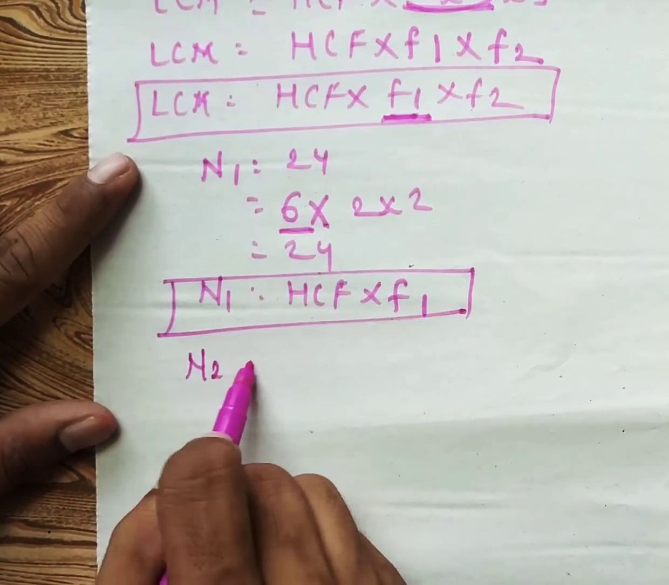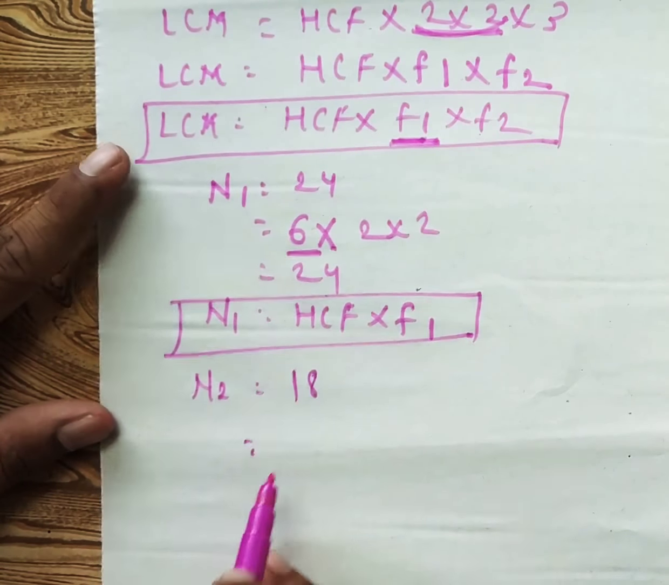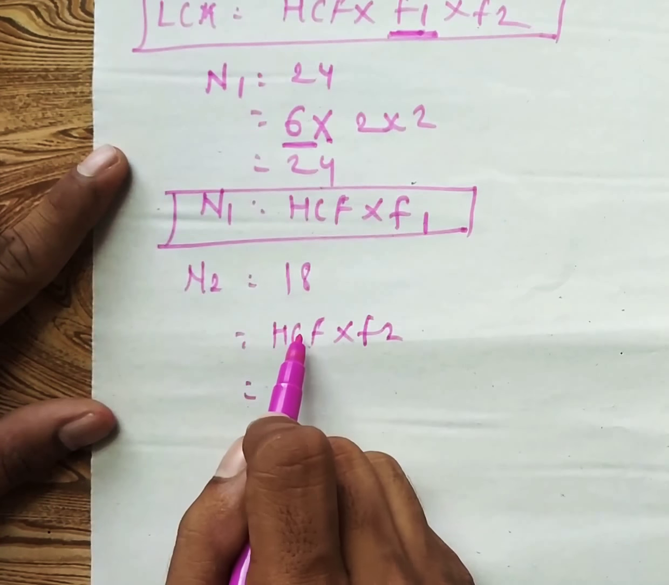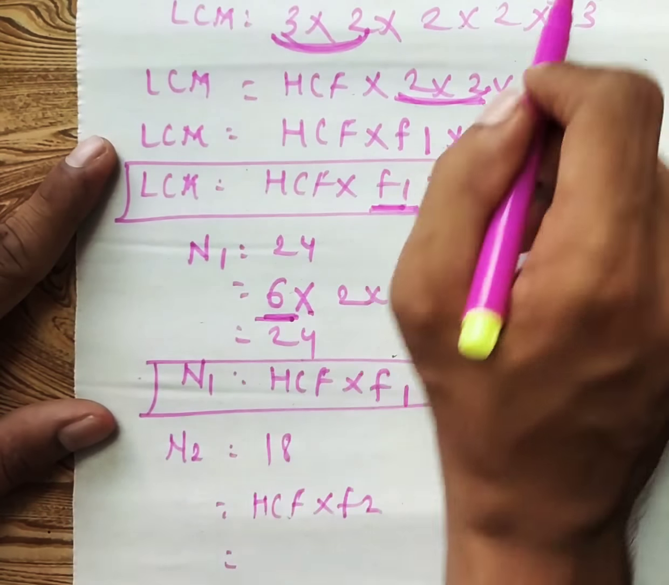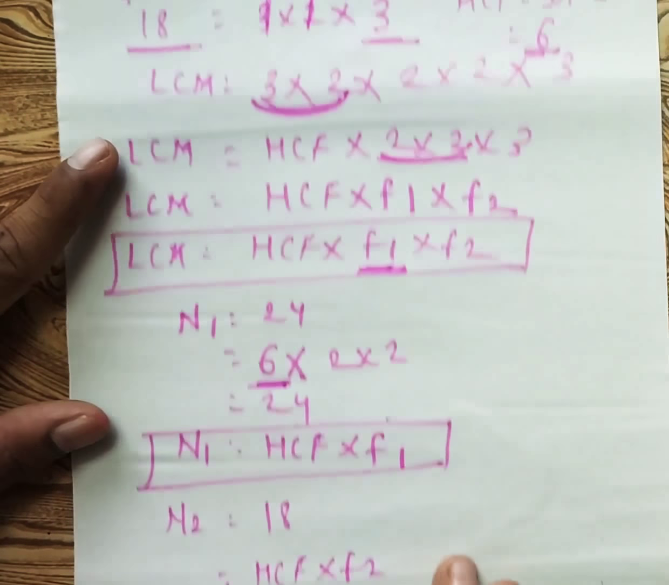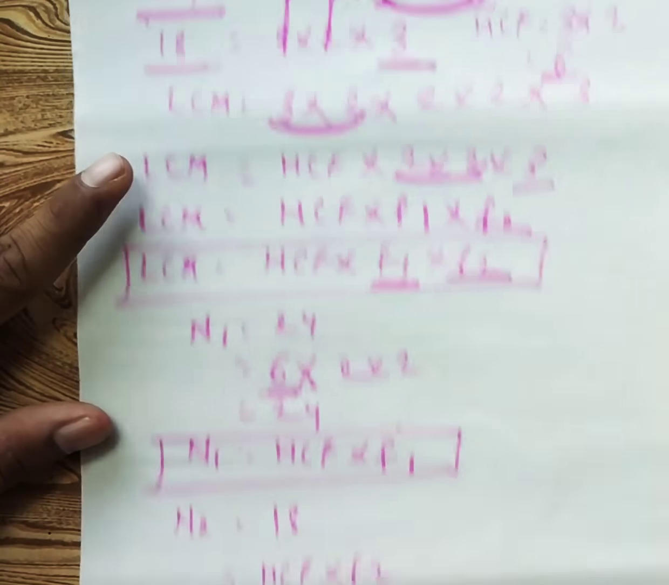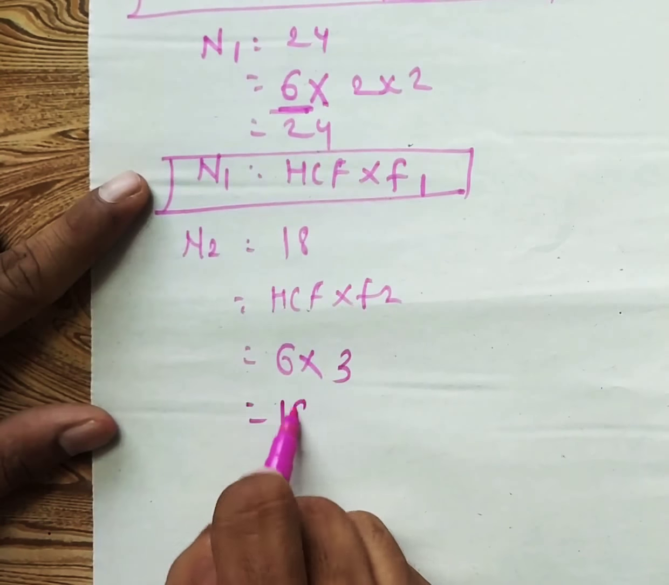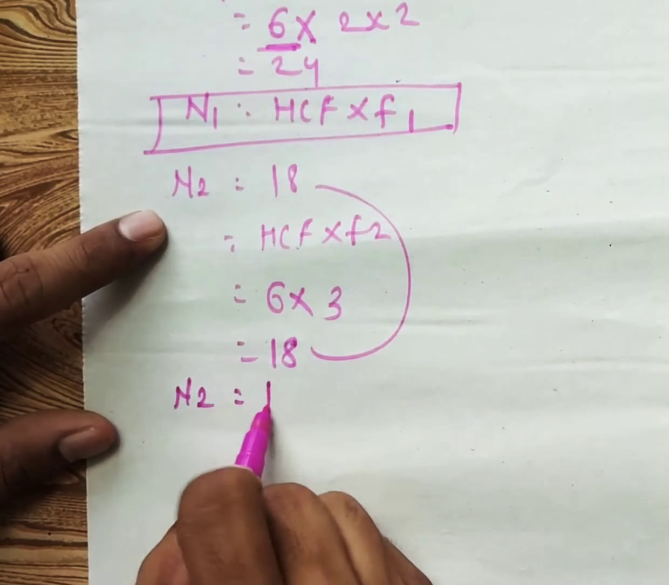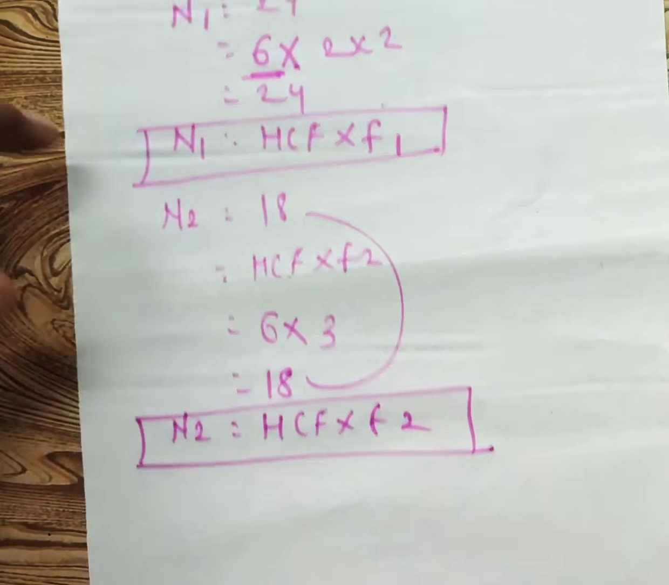Similarly for number 2, which here is 18, HCF into factor 2. What was the HCF? 6 was the HCF, so 6 into, what was factor 2? This was the factor 2, so 6 into 3 is 18. Similar number we got here, so I can write down that n2 is equal to HCF into factor 2. This is also very important, please note it down.